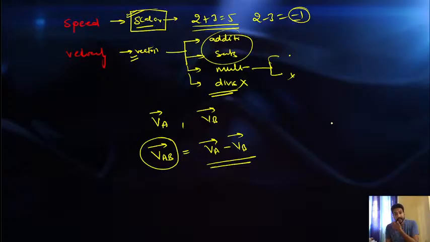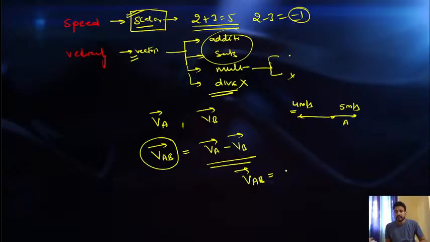Simple. Like if a vehicle is going in this direction with 5 meters per second and another vehicle is going this side with 4 meters per second. What is the relative velocity of A with respect to B? So how do you calculate this relative velocity?